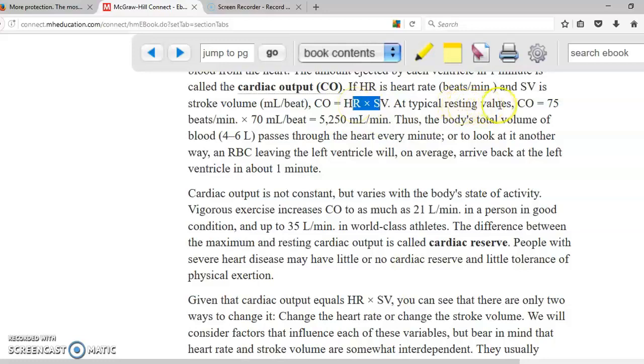You have in here resting values: the heart rate, 75 beats per minute. The stroke volume is approximately 70 milliliters per beat. So that means that you're going to pump approximately 5,250 milliliters per minute, which is approximately 4 to 6 liters.